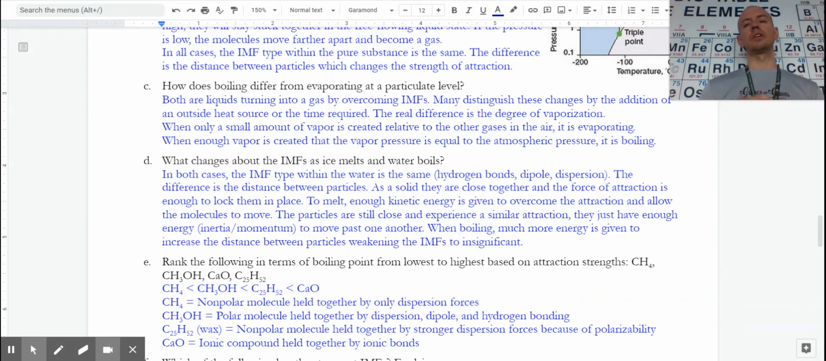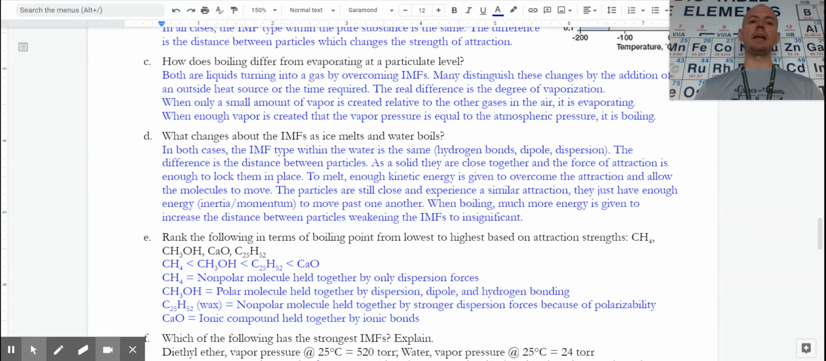We may have a similar strength of IMF, although probably not exactly the same. Our Q1 and Q2, the amount of polarity hasn't changed. Maybe the distance between them has slightly. But when we boil, and this is true for water and everything else, we are moving our particles very far apart. There's a big difference in the distance, as we would see it in the Coulomb's law equation. The Q's are the same, but they're so far apart that that force of attraction is almost zero. So we need to add enough energy to overcome that attraction to increase the distance that much.